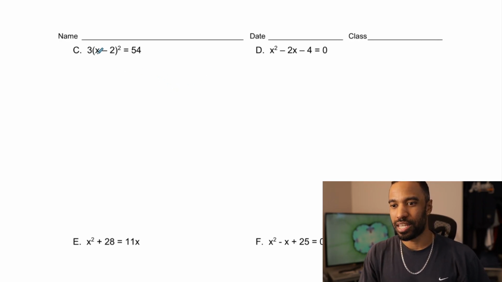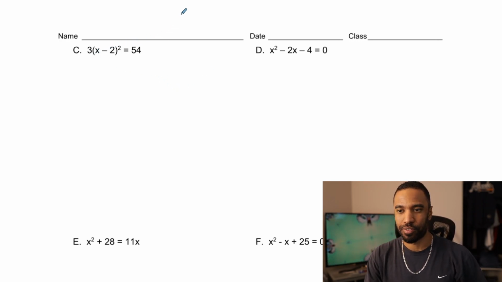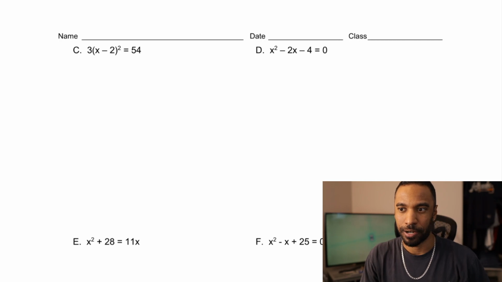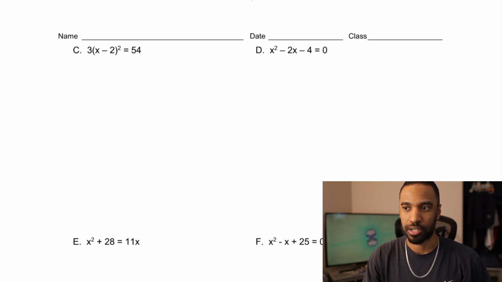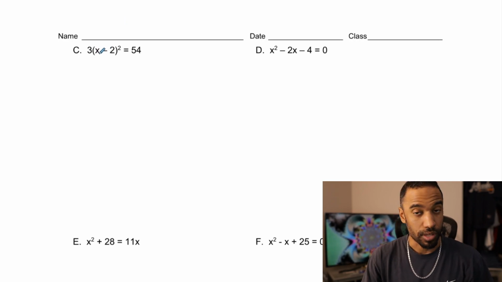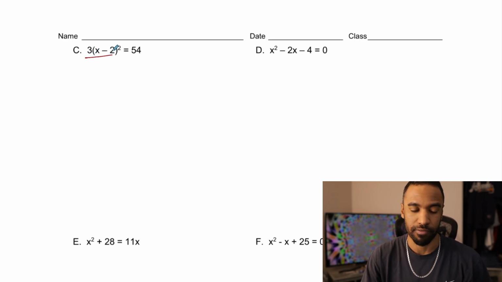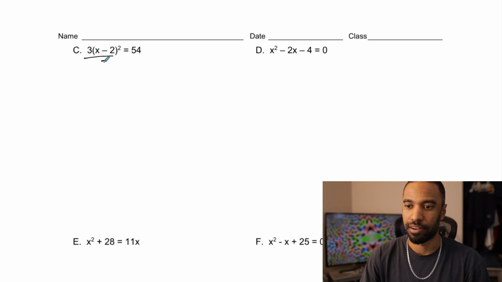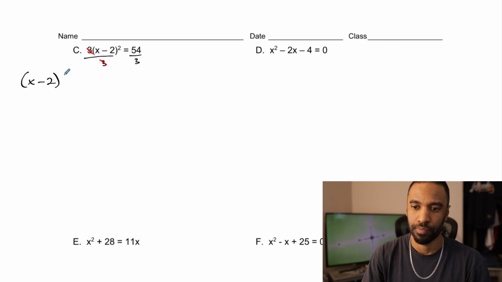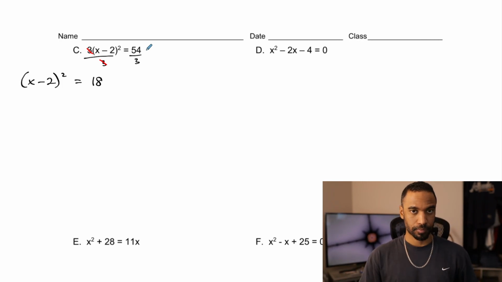All right, part C, 3 times x minus 2 quantity squared equals 54. You know what I'm really eyeing here is solving using square roots, and I'm actually going to start with that. Because I have a perfect square quantity here, I'm going to do this no matter which way I do it. I'm going to start by dividing everything by 3. So divide everything by 3, and 3 over 3 is 1. I'm still left with the x minus 2 squared here. And 54 divided by 3 is 18.